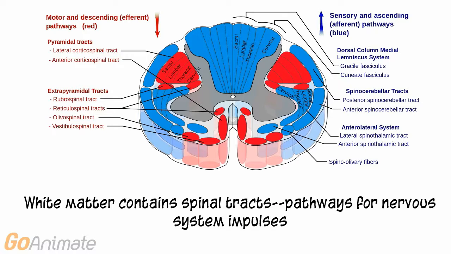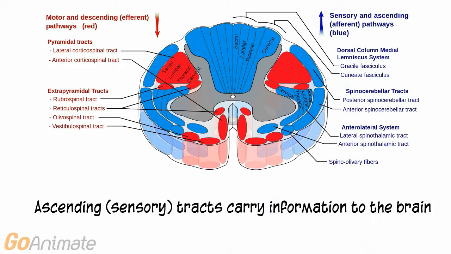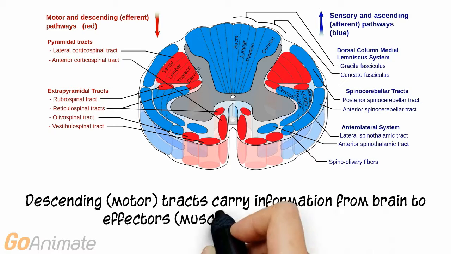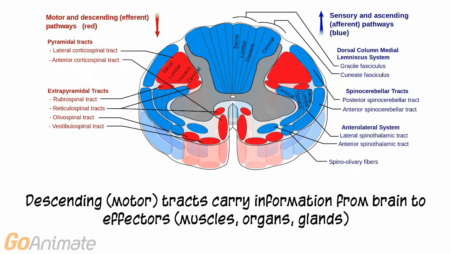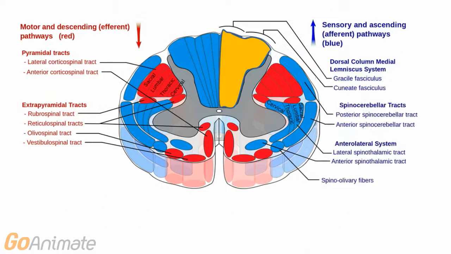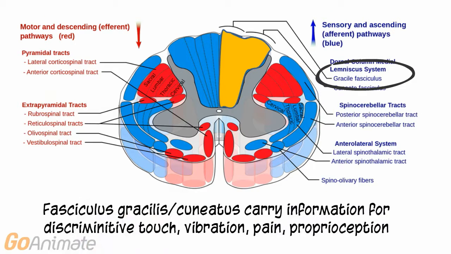The white matter contains spinal tracts, which are pathways for nervous system impulses. The ascending or sensory tracts carry information to the brain. The descending tracts carry information from the brain, which ends up at effectors, which are muscles, organs, or glands. Most of the tracts cross to the other side of the spinal cord, or brain. Here are a few of the tracts.